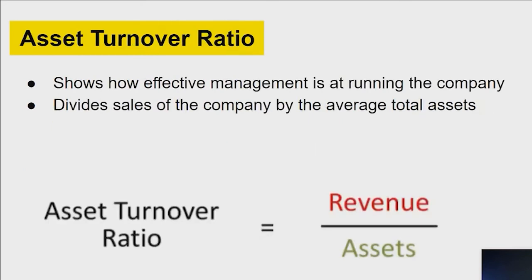Next, we're going to talk about asset turnover ratio. And this is basically an indicator that shows how effective management is at running the company. And this basically divides the revenue or sales of a company by the average total assets. So asset turnover ratio is revenue divided by assets.